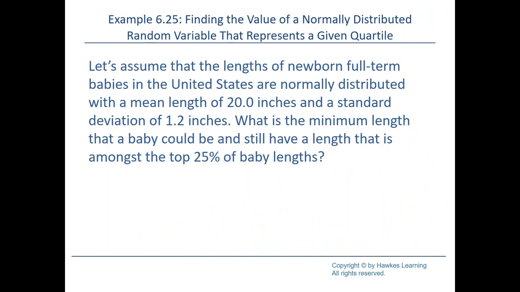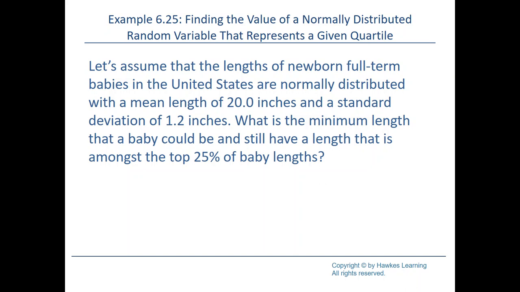Okay, let's try another one. Let's assume that the length of newborn full-term babies in the U.S. are normally distributed with a mean of 20 inches and a standard deviation of 1.2 inches. What is the minimum length that a baby could be and still have the length that is amongst the top 25% of the baby lengths?